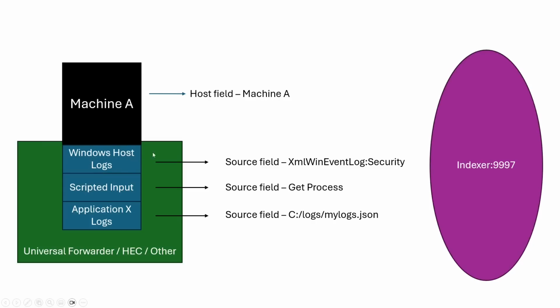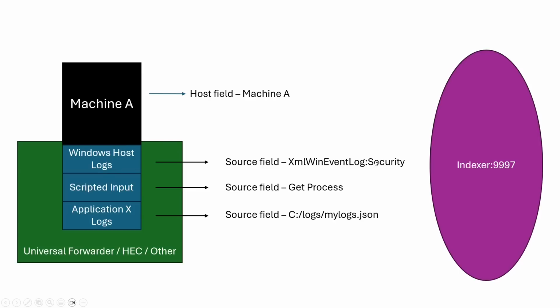Windows host logs and scripted input, application logs, each one of those is a unique type of log, and it's going to create a source field. Like the Windows host logs are going to be called XML win event log security. That's a really large mouthful. We're going to explain how all of those pieces get put together, but it's basically saying that this source is where I'm getting these logs. It's identifying where and specifically what I'm monitoring. So I'm monitoring the Windows host logs, the security host logs in this case.